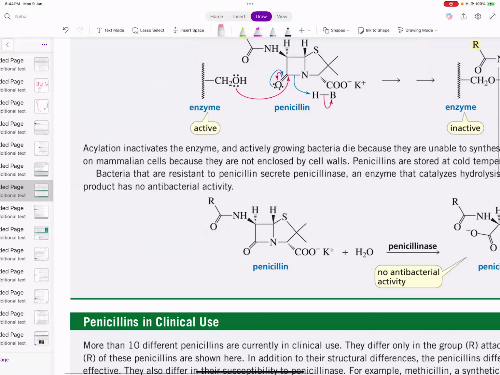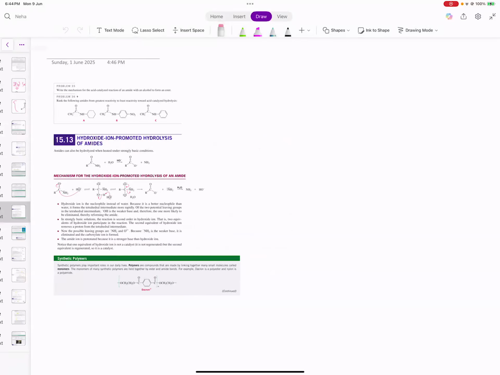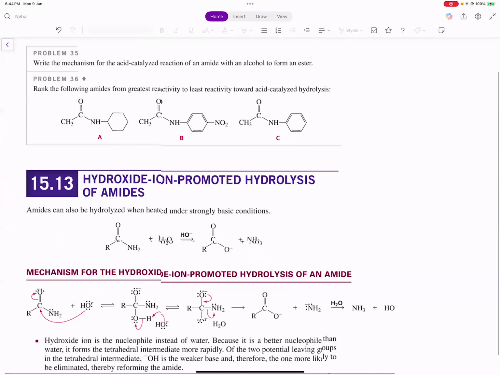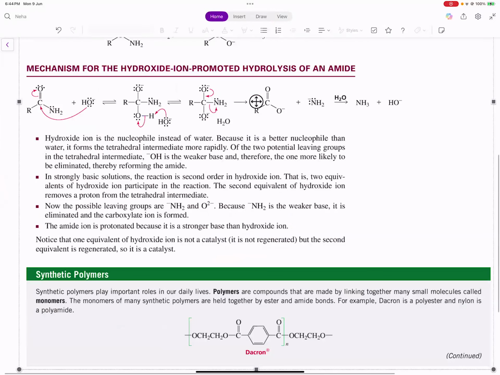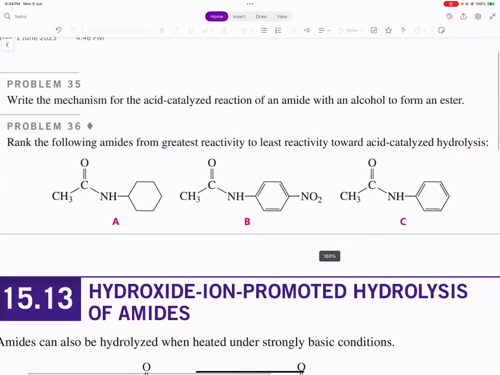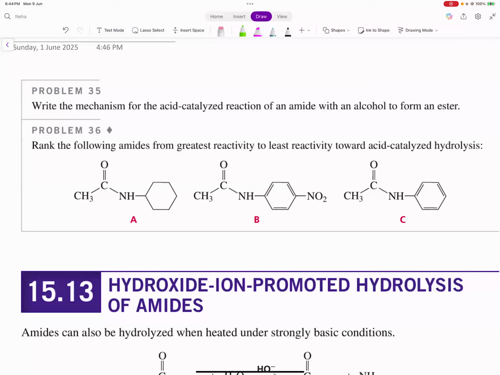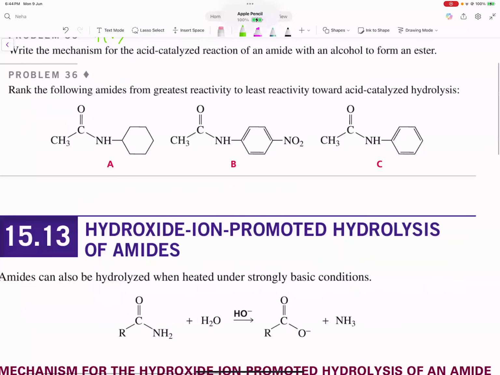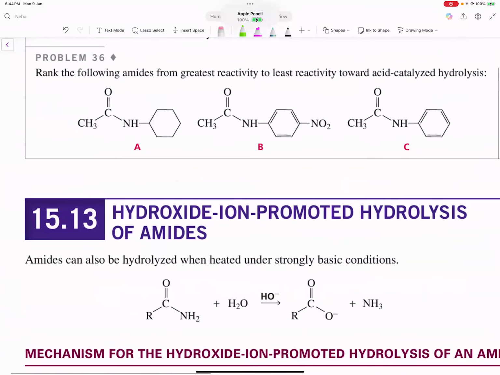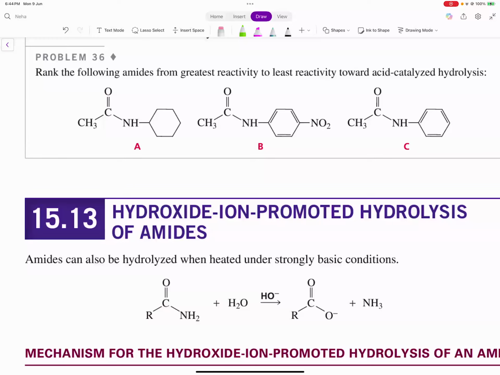Now, the mechanism for an acid catalyst again, and then you can do the 36th. Just write the answer. No need to draw the structures. You can tell me only. No need to send it also after you're done.